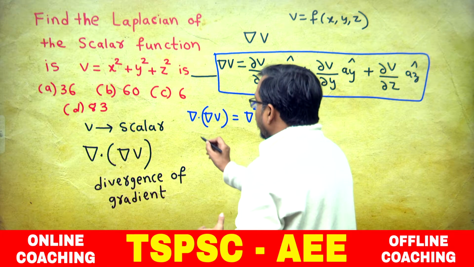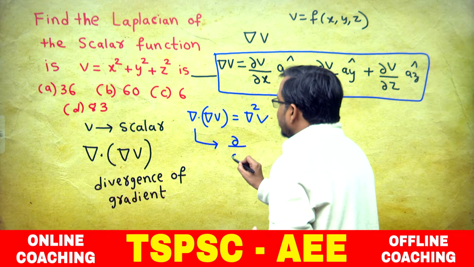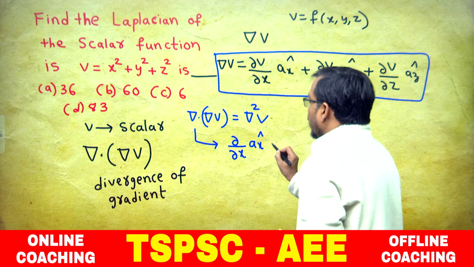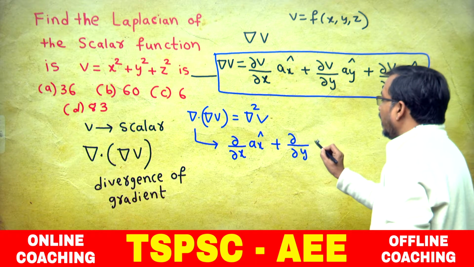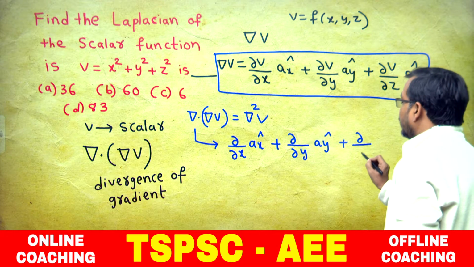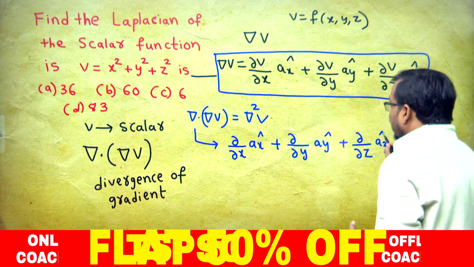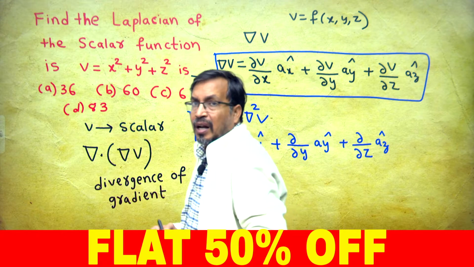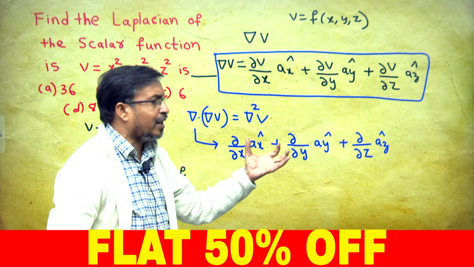So, here del, in the rectangular coordinate system, equals ∂/∂x Ax cap plus ∂/∂y Ay cap plus ∂/∂z Az cap. This is the vector differential operator, and remember the units are per meter. Just now we calculated the gradient, which is a vector.